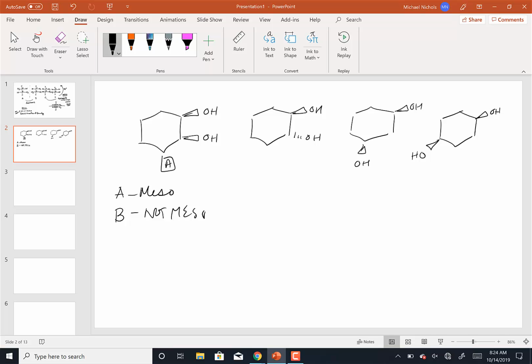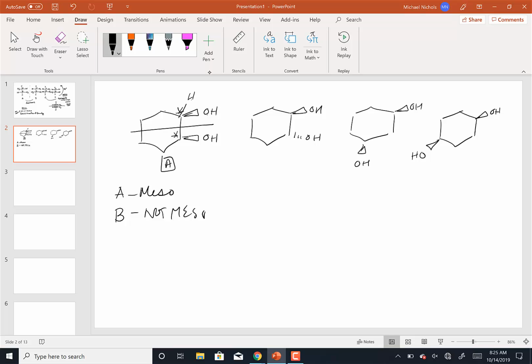Does it have chiral centers? Yes. These are two chiral centers. How do I know that? Well, I've got an OH and an H. I've got a CH2 here, and I've got a C with an OH, so those are 4 different groups. So that's the first thing I need to check: do I have 2 chiral centers? Yes, I do. Do I have a mirror plane? Yes. Where's the mirror plane going to be? It's going to be this way.